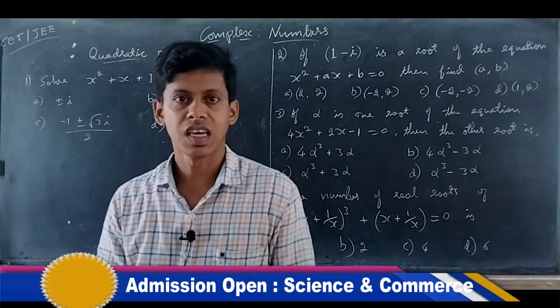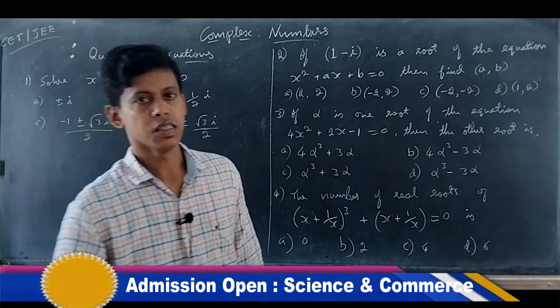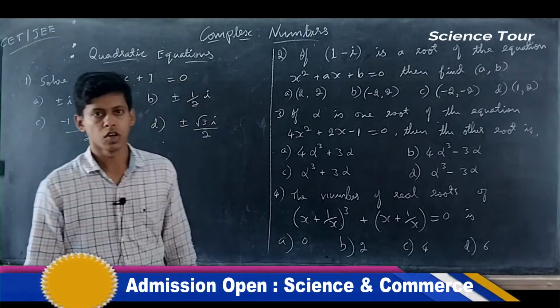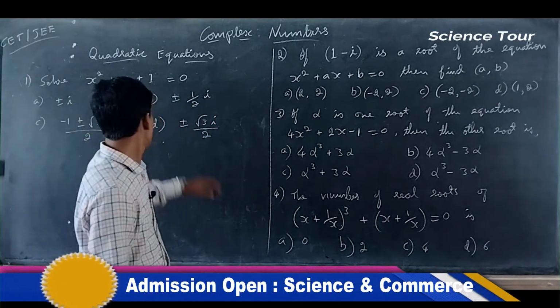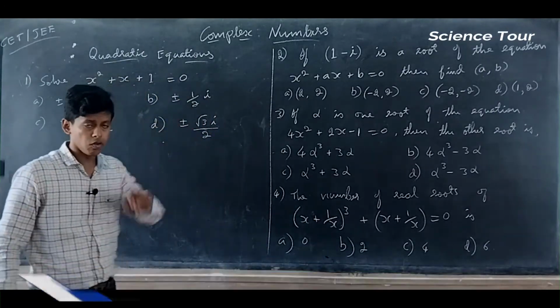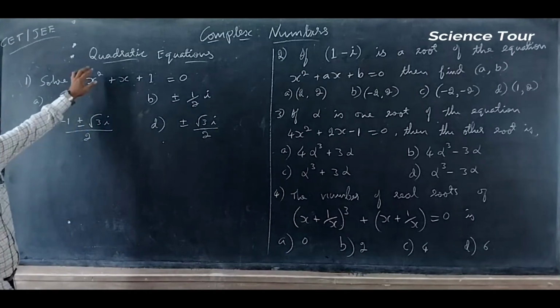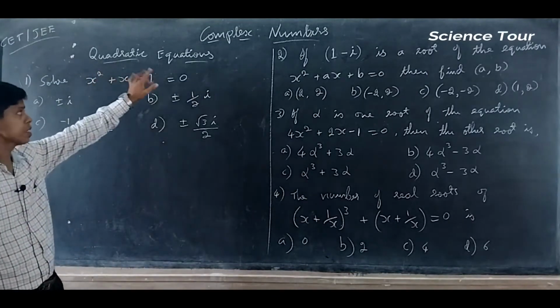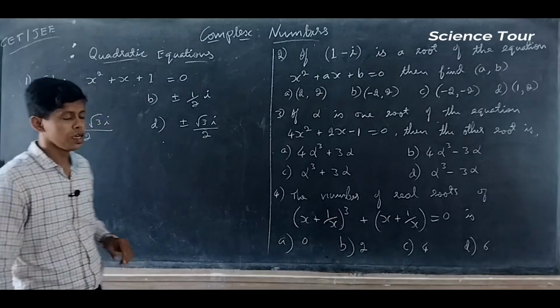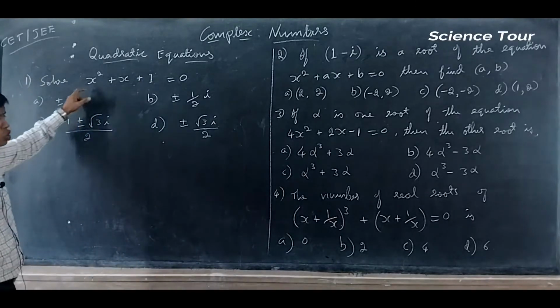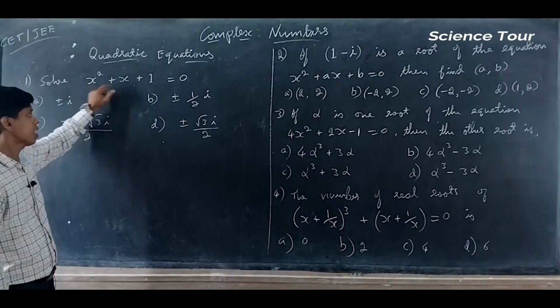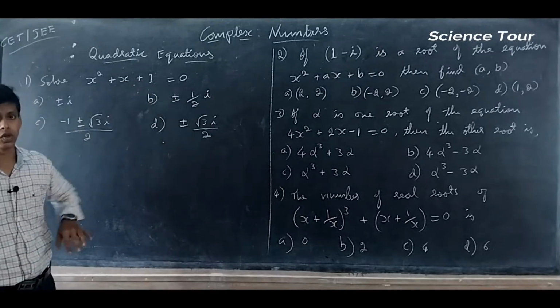Hello dear students and welcome to CET JEE classes of complex numbers. Now we are solving a few questions from the concept of quadratic equations. A simple basic question: solve x square plus x plus 1 is equal to 0.